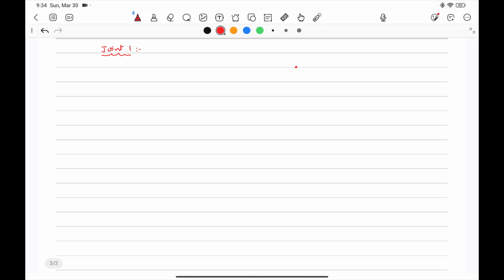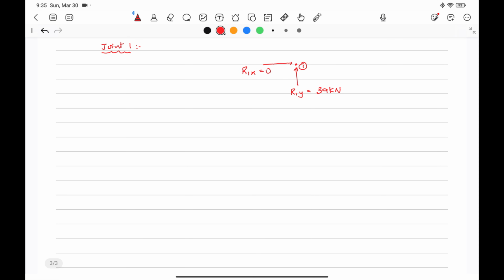This is the joint 1. What are the forces acting on it? One is R1y, that is equal to 39 kilonewtons, and another force R1x, that is equal to 0. Yesterday we have found this.